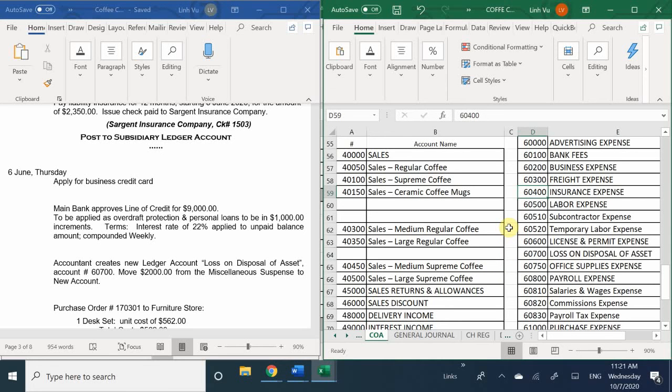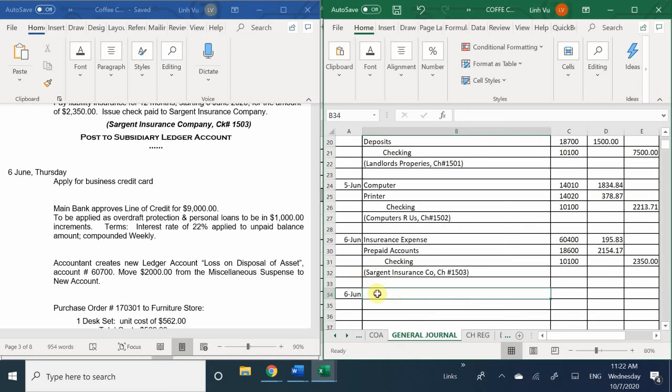Correct. So, because it's also an expense, what's our safe assumption? How do we increase our expenses? By debit. Correct. So now we're going to credit our miscellaneous and debit our loss on disposal of asset. Okay? So that's what our journal is going to entail.